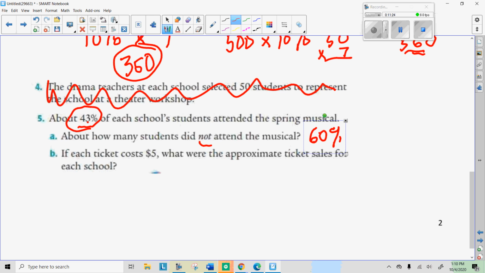Now, I want you to try the 10% strategy and see if you can figure out about what 60% is from each school. So Washington will be 60% of 750, and Kennedy will be 60% of 500. Go ahead and do that. See if you can do that 10% strategy. Remember, 10% is dividing by 10. So just divide this number by 10 to get 10%, and then multiply that by 6 to get 60%. I'll pause while you do.